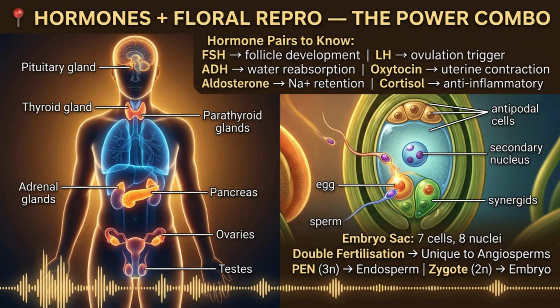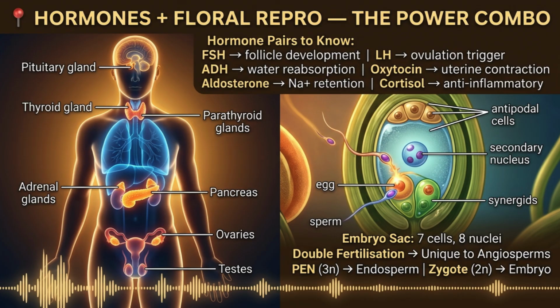Aldosterone and cortisol, both from the adrenal cortex. Aldosterone regulates sodium and blood pressure. Cortisol is the long-term stress hormone with anti-inflammatory properties. Adrenaline, adrenal medulla. Fast, emergency, fight or flight.